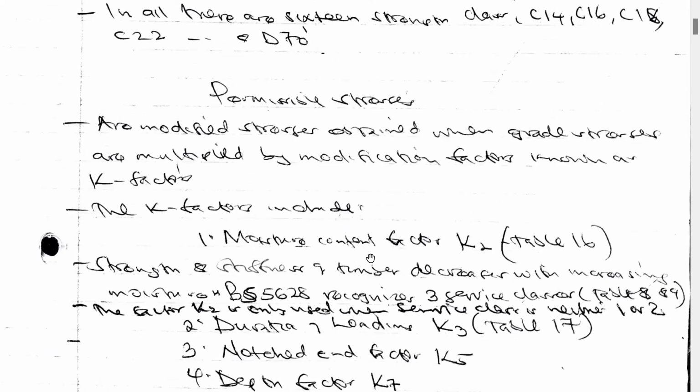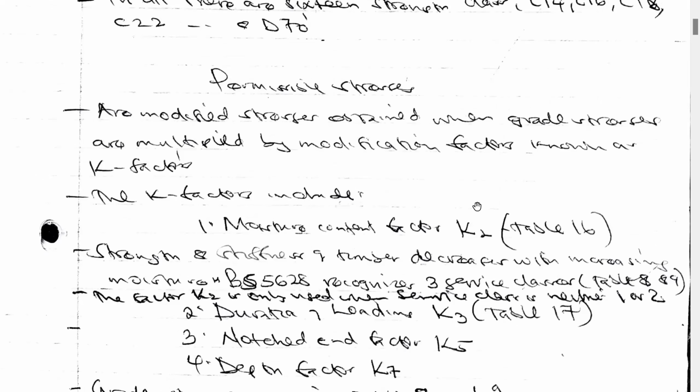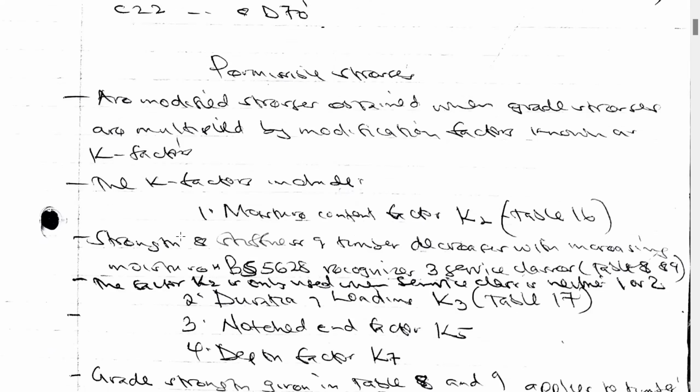We have the moisture content factor. The moisture content factor is given as K2. So it's a K factor, but K subscript 2. Now it is in table 16 of BS5268. So you find that, as I said earlier, strength and stiffness of timber decrease with increasing moisture content. Like when the moisture content is high in a timber section, its strength will be low.